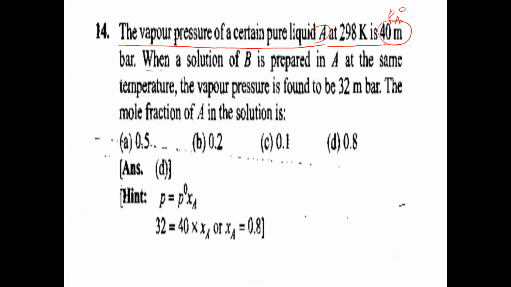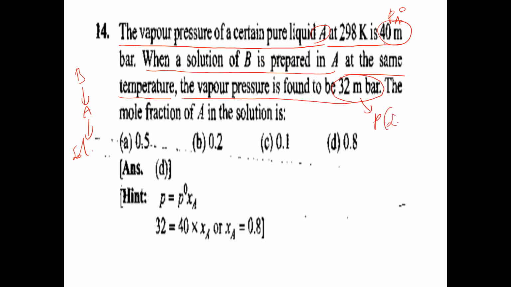Next, a solution of B is prepared in A, meaning B liquid is added to A to give some solution. The solution is formed by dissolving B in A at the same temperature. The vapor pressure is found to be 32 millibar. So this is P of solution, the total vapor pressure of solution, 32 millibar. Now the mole fraction of A in the solution is asked.